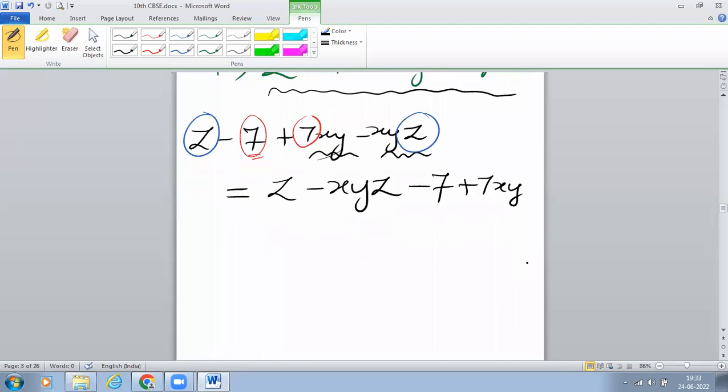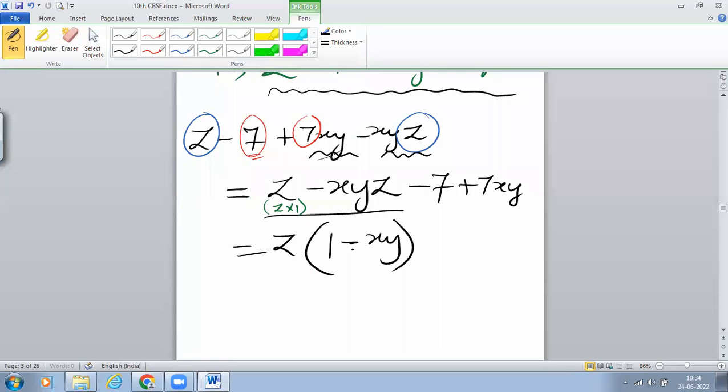Now listen carefully. In the first two terms, z is there here, and here also z is there. So I'm going to take z common outside. In the place of z, what do we have to put? 1, because z means z into 1. So taking z common outside, we put 1 minus, and in x into y into z, taking z common, what is remaining? xy. Yes or no? Yes, sir. Now, in the first two terms, we have taken z as common outside.